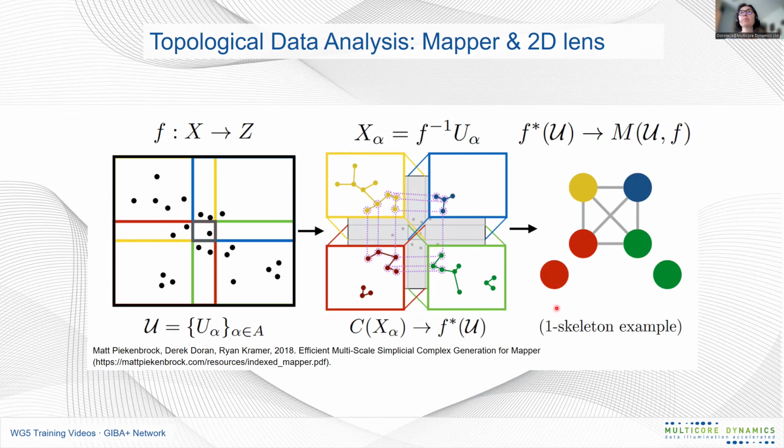So the mapper, of course, also works with two-dimensional lenses, when the values of the filter functions are used to construct overlapping rectangles where the clustering is performed. And of course, the output is again a graph representing the shape of the original data cloud.